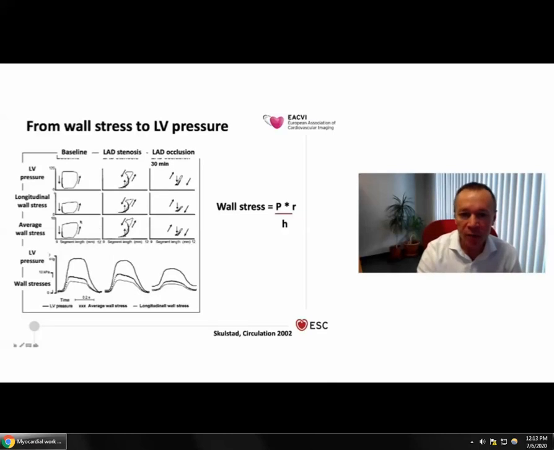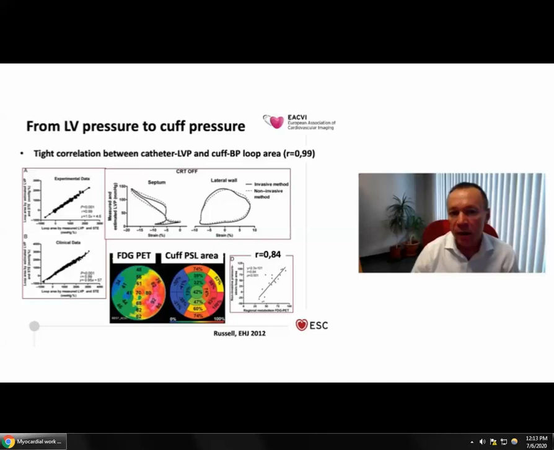So now we have strain by echo and invasive left ventricular pressure. The last important step was done by Russell in 2012, and he replaced invasive left ventricular pressure by cuff brachial artery pressure and validated this approach during various hemodynamic experiments in dogs and in patients with different cardiac disorders. You can see very tight correlation between both approaches, both in experimental and clinical setting. And you can also appreciate on this individual example how the loops look similar using both approaches. He has also observed high correlation between pressure strain loop area by cuff blood pressure and regional myocardial glucose metabolism by PET.